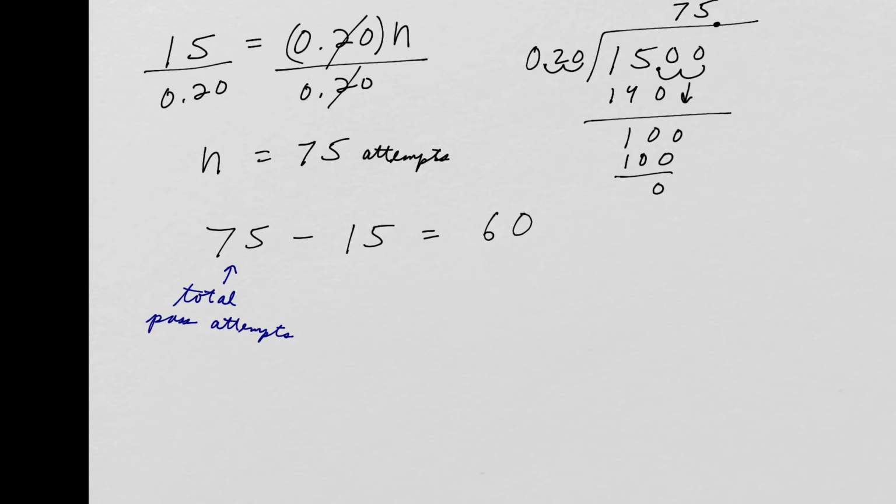Right? We just found that to be 75. 15 was the number that were completed. So that means the difference, what's left over, the 60 here, must be the number not completed. And that's what we were asked to find. So the answer is going to be 60.